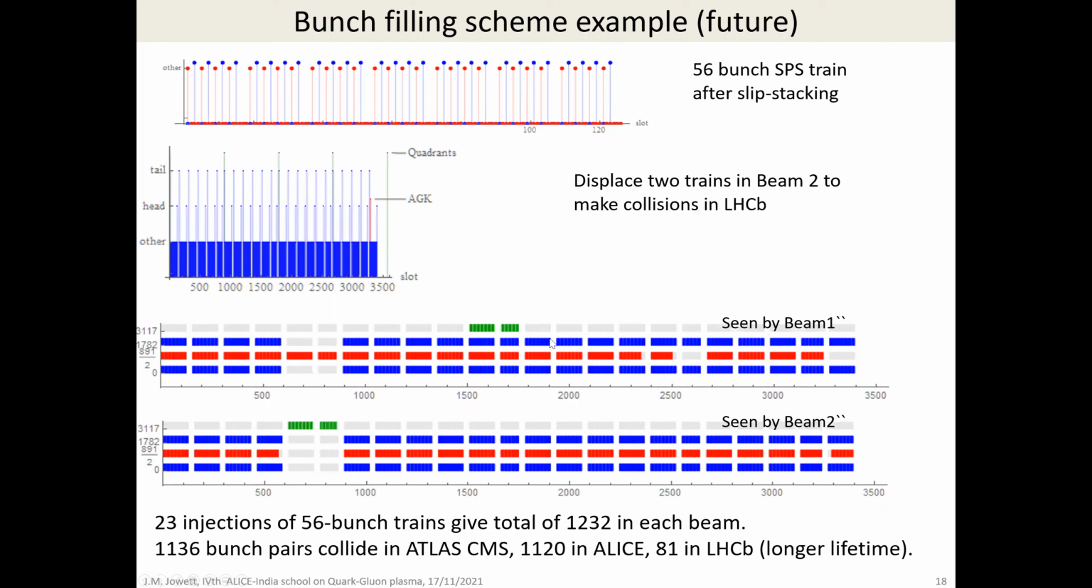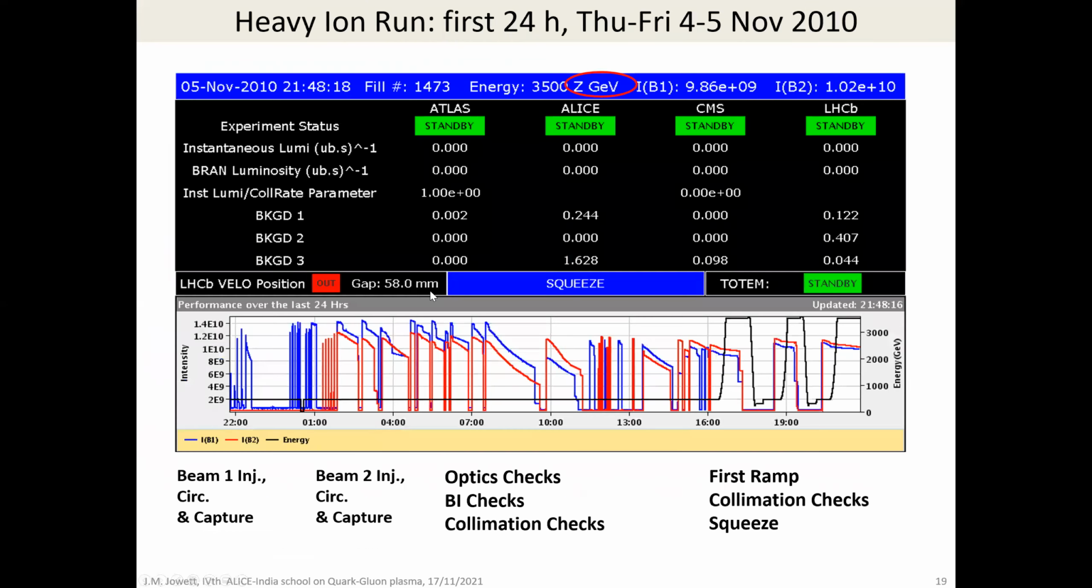Those ones were moved so that you get some collisions in LHCb, otherwise there would be none at all in LHCb. So designing these schemes is a question of sharing out the collisions among the different experiments. LHCb gets the fewest. It was the latest experiment to come to the heavy ion party. So, and it has less luminosity requirements anyway. So different numbers of bunches actually collide in the experiments.